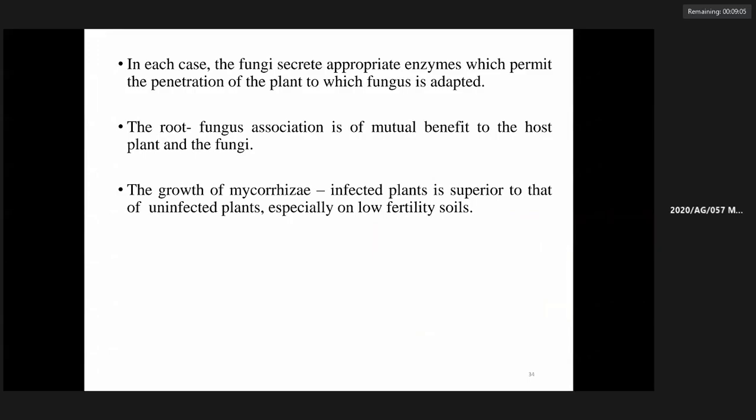In each case, the fungi secrete appropriate enzymes which permit the penetration of the plant to which the fungus is adapted. The root fungus association is of mutual benefit to the host plant and the fungi. The growth of mycorrhiza-infected plants is superior to that of uninfected plants, especially on low fertility soils.